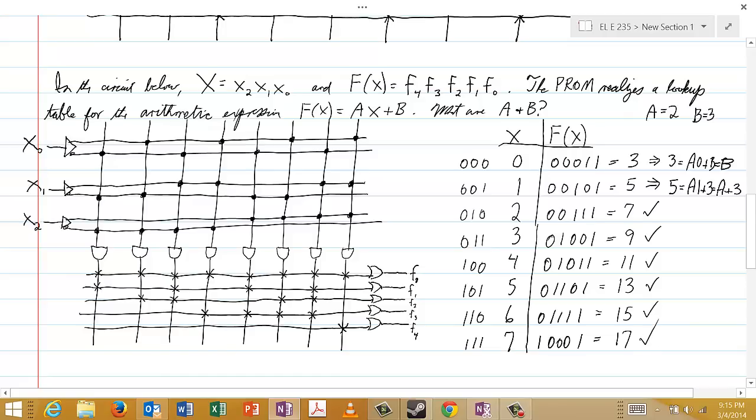So indeed, we conclude that the values of the constants in the arithmetic expression in this case would be a equals 2 and b equals 3. So that is all that I want to try to do for this lecture. And now we'll come up with some questions on a very similar kind of problem.